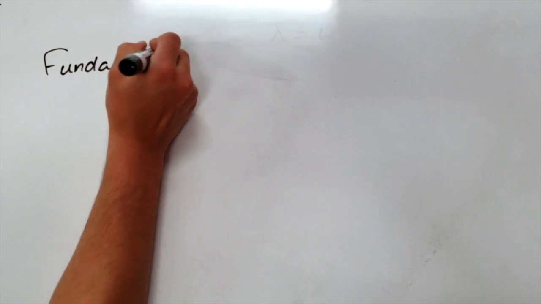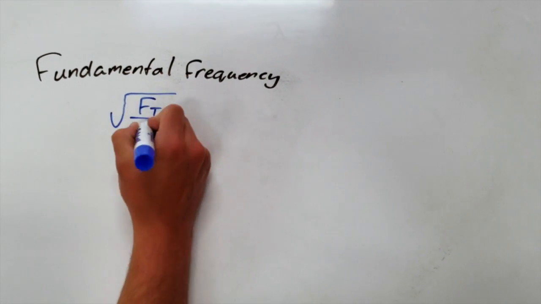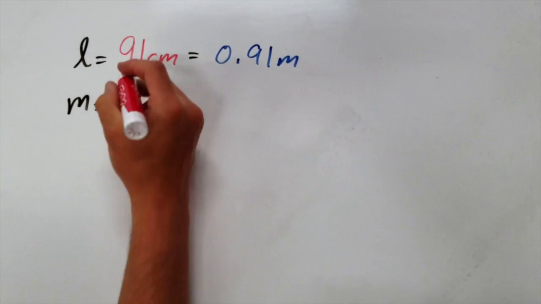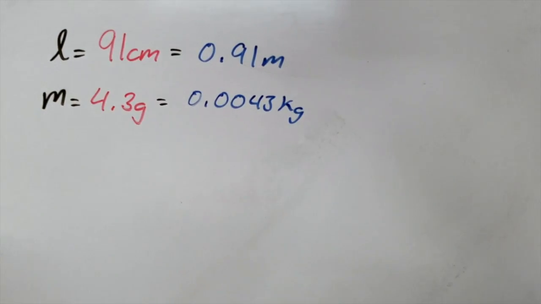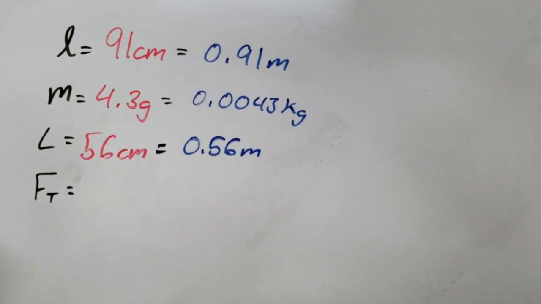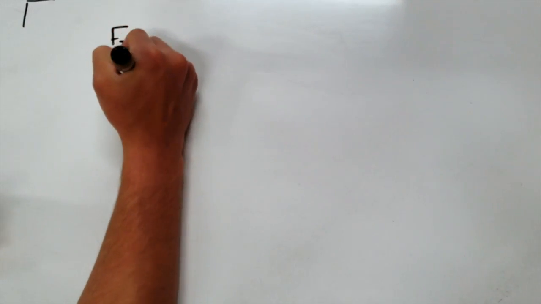Our fundamental frequency formula is going to be the square root of the tension force divided by mu, divided by 2L. Mu can also be written as mass divided by length of the string. So the length of our string is 91 centimeters or 0.91 meters. The mass is 4.3 grams or 0.0043 kilograms. The length between the two nodes is 56 centimeters or 0.56 meters. Our tension force is 517 newtons.